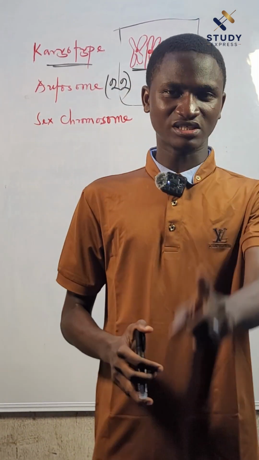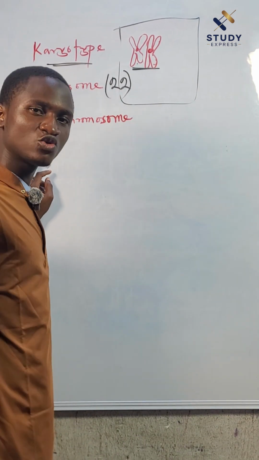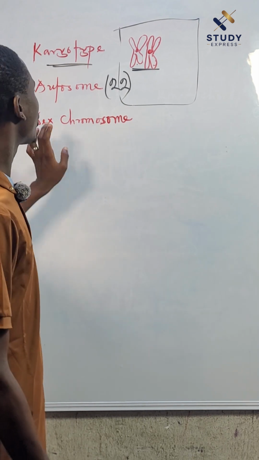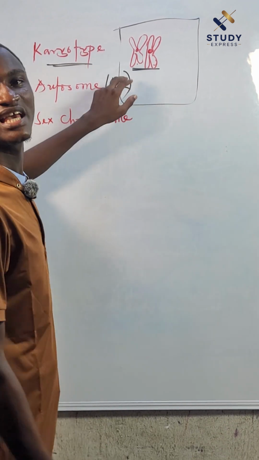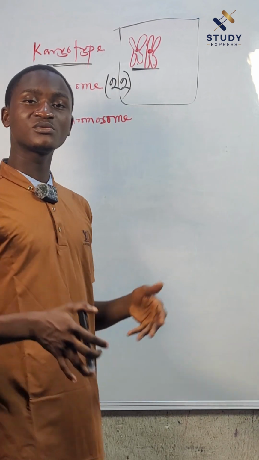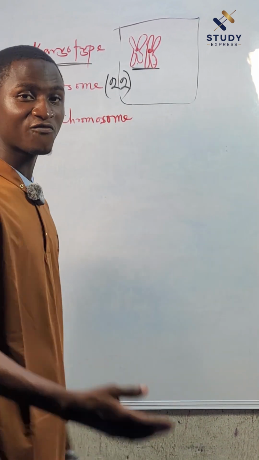The last pair is what codes for sex. That tells us whether a person will be a male or a female. We call this one the sex chromosome. So we have 22 pairs of autosomes and one pair of sex chromosome. This pair of sex chromosome is the one that determines whether a person will be a male or a female.